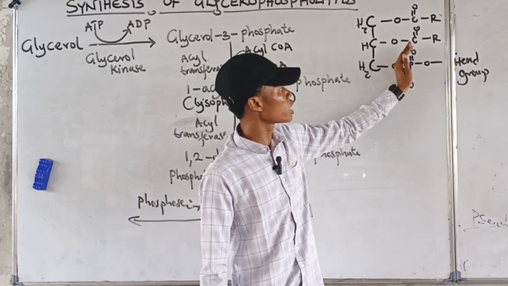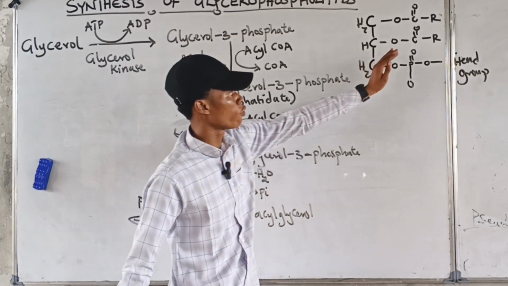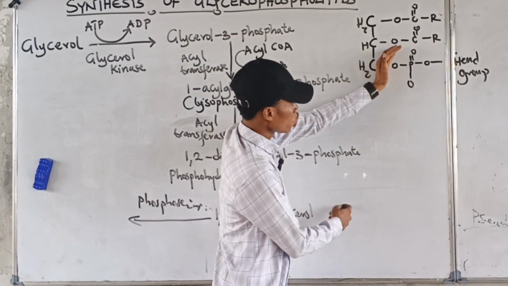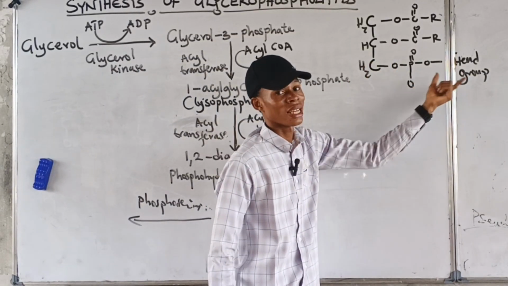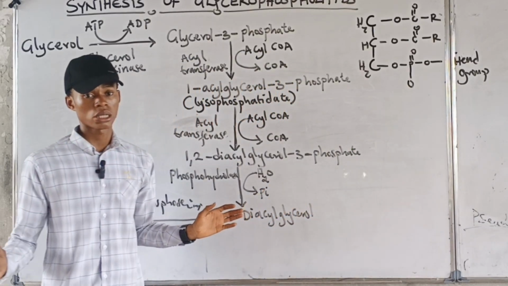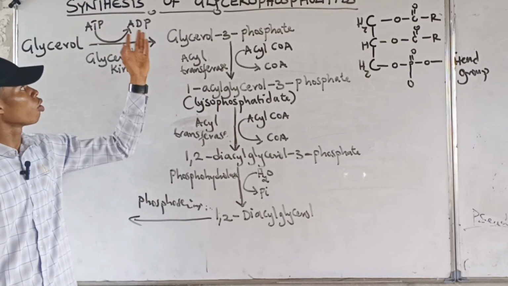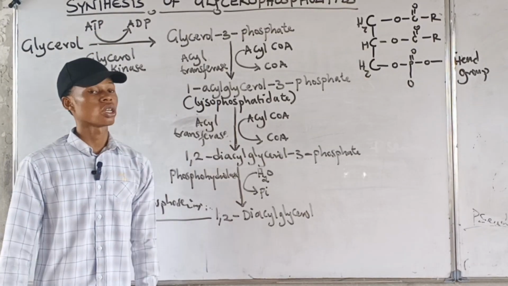But if you remove this phosphate, like in this case 1,2-diacylglycerol, no phosphate, then what you'll be adding to this is the phosphorylated head group, the head group carrying phosphate. Any of them you do, you are correct. So basically, this is a simplified version of the synthesis of glycerophospholipid.